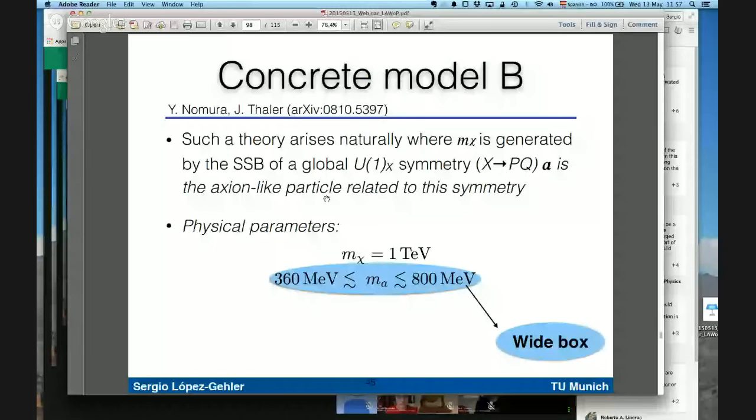In this particle physics model by Nomura and Taylor, in this reference, they generate a scenario very similar to the one I propose. Indeed, they have a U(1) symmetry and use the Peccei-Quinn mechanism. Initially they were trying to reproduce the PAMELA electron-positron excesses, and they considered a lot of data. They settled on a particle physics model in which the dark matter particle has a mass of 1 TeV, and the axion is very light due to other observational limits. So in this case, we would have a white box. But this is another theoretically motivated model that would generate these boxes.